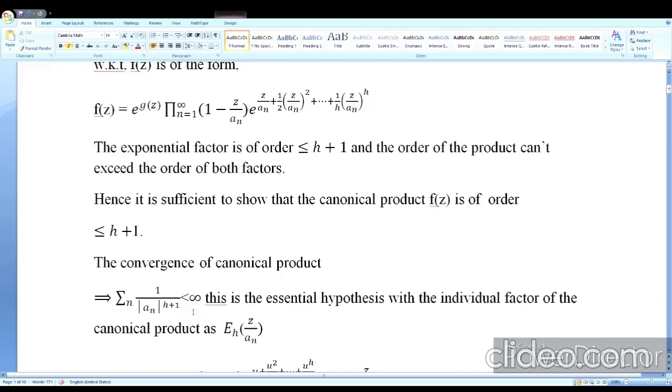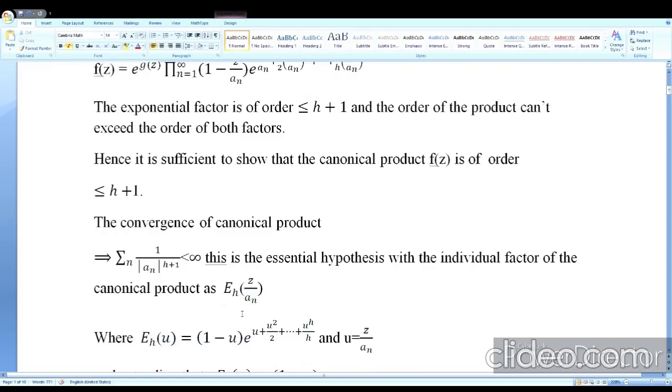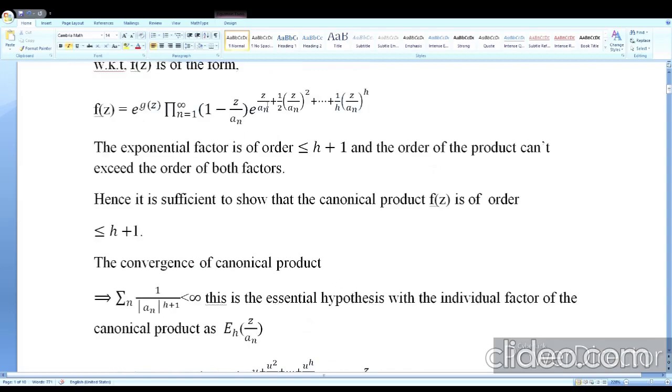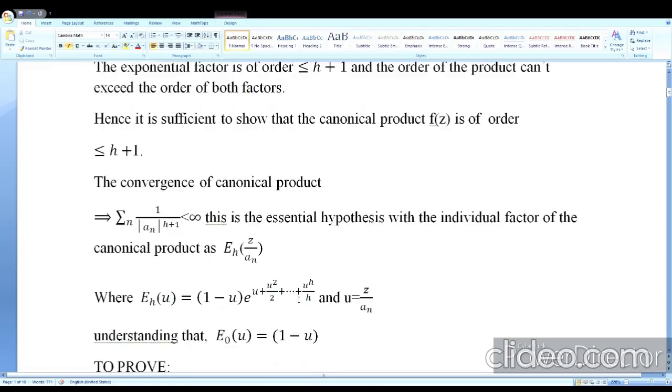Now we take the individual factor of this product as Eh(z/an). That is Eh, and we denote z/an as u. So Eh(u) is (1 − u) e^{u + u²/2 + ... + u^h/h}. Now when we substitute h equal to 0, we will get e^0. So E0(u) is 1 − u.